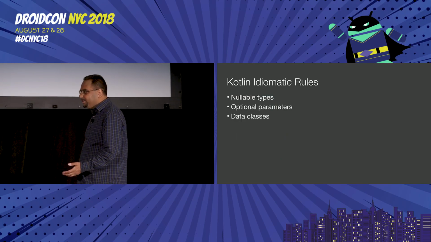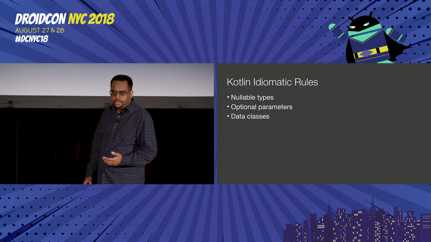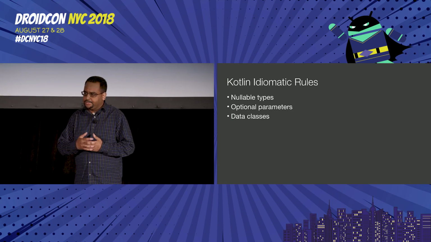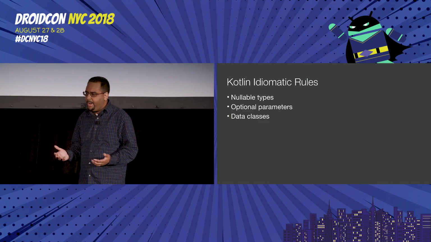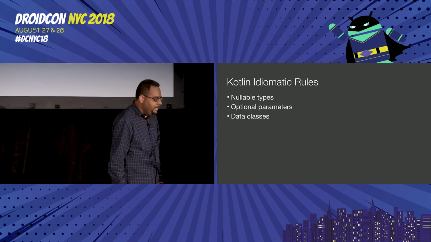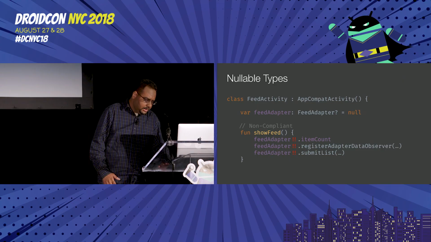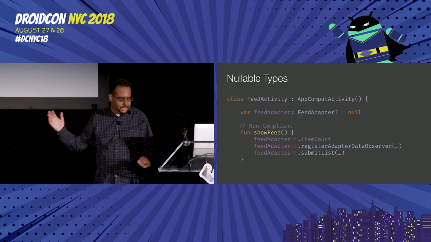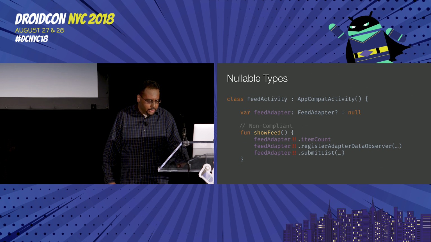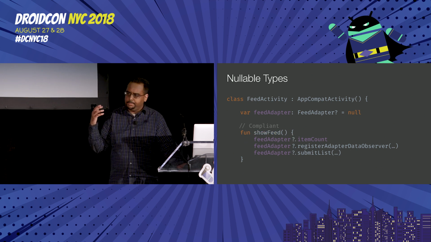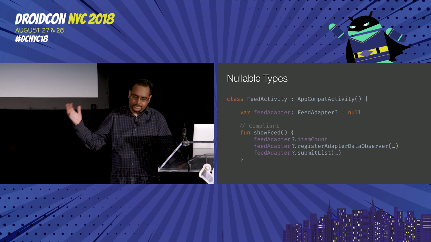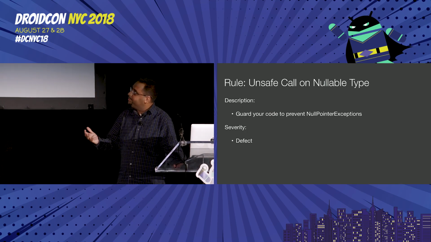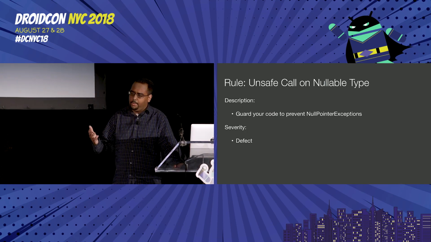Now let's look at the rule sets that you could configure, right? I'm not going to look at all the rule sets. Let's look at simple rule sets around writing Kotlin idiomatic code. One of them is for nullable types. As you saw in the beginning, if you converted a Java file to Kotlin, it's going to add these double exclamation marks, right? You could resolve that, and what it should be is the question mark syntax. There's a rule for that called unsafe call on nullable type, which guards against null pointer exceptions.